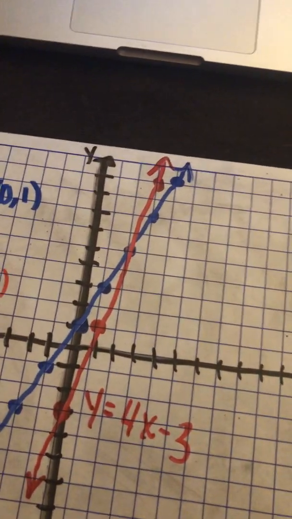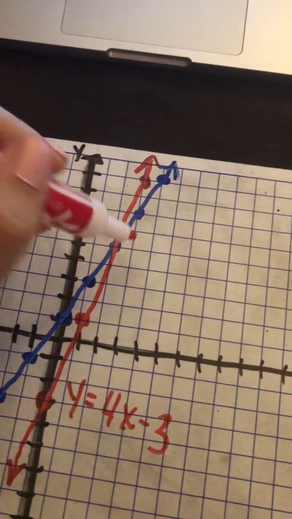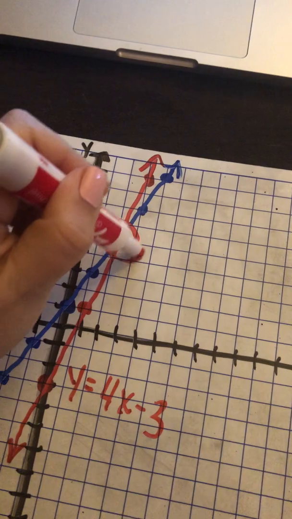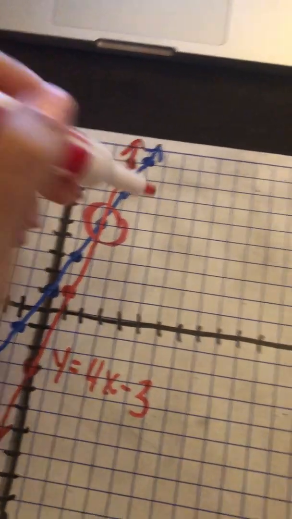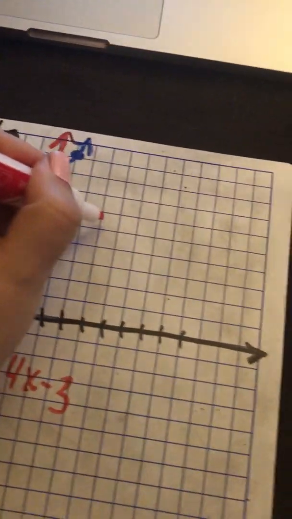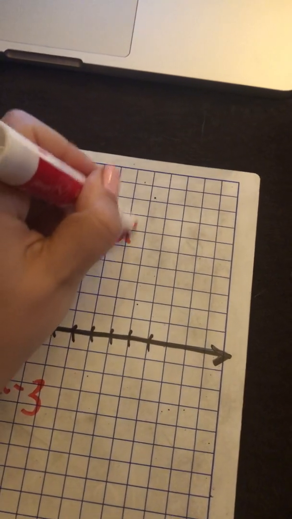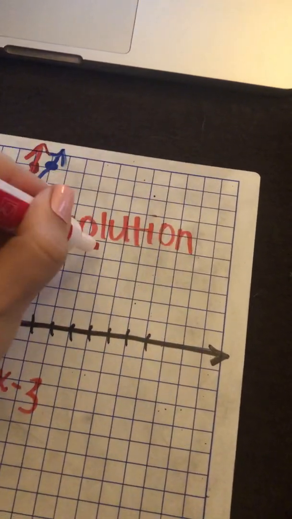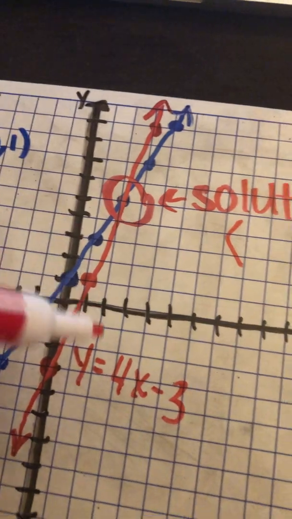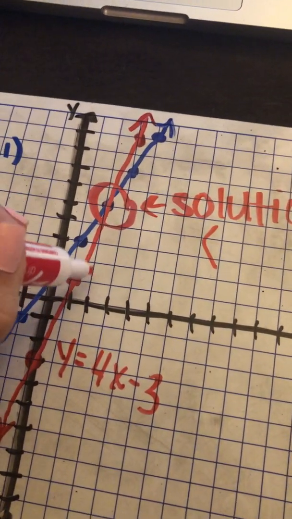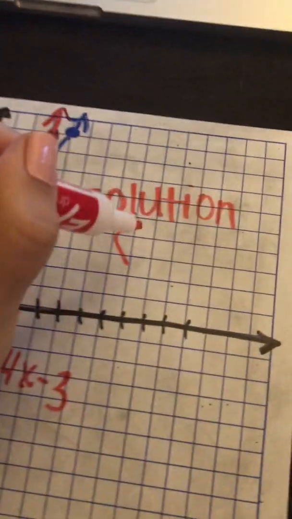And then anytime you are graphing to find the solution, you want to make sure you circle the point that is your solution. And then you'll identify it. You'll say solution, and you write the coordinate. So the coordinate would be x is 2, and y is 1, 2, 3, 4, 5, so (2, 5).